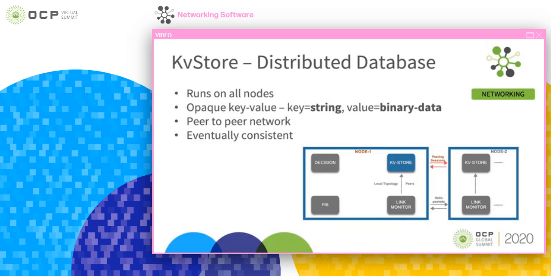At its basics, KBstore is a database that's replicated. The replica lives on every node in the network. It is very similar to a NoSQL database, but much simpler. It supports setting string key values. The replicas on the nodes are connected with each other over peer-to-peer links, and it provides eventual consistency.